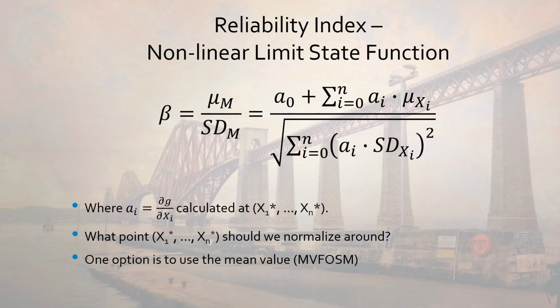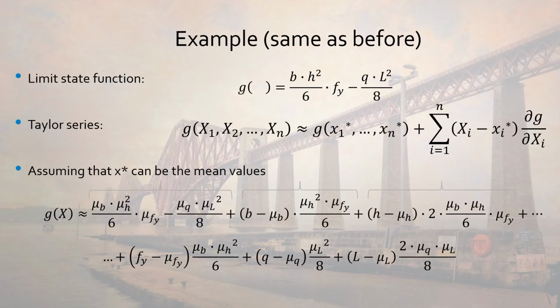An important choice we need to make is at what point, x1 star to xn star, we should linearize around. One such option is to linearize around the mean value for each xi parameter. This is called the mean value first order second moment, or MVFOSM. If we look at our previous example with the simply supported beam exposed to uniformly loaded Q, we can establish the approximated and linearized version of this limit state function as shown here.